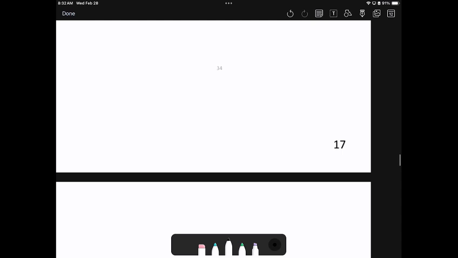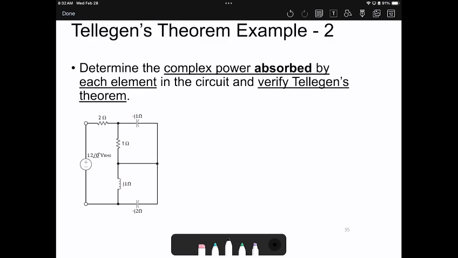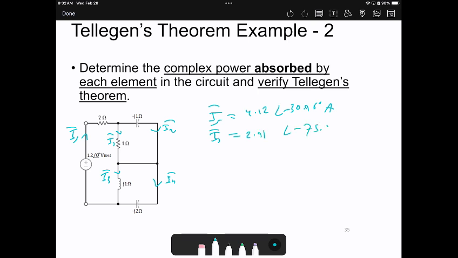The second example is very similar to the last lecture. In the previous lecture, I think it was lecture number 17, whatever it's called, we did calculate the currents. This was I source, and we call this I1 bar, this I2 bar, this one I3 bar, this one I4 bar. So I source was 4.12, angle negative 30.96 degrees amperes. I1 bar, don't forget the bars, will be 2.91, angle negative 75.96 degrees amperes. We already calculated this before.